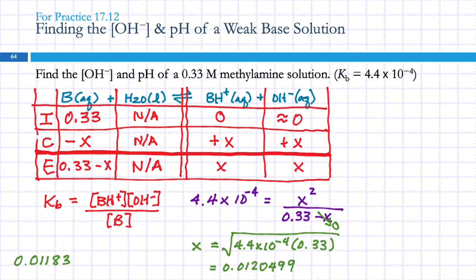So, how can we tell if this one's okay to use? 5%? We need to see if this is less than 5% of what we subtracted it from. So if I take that and I divide by 0.33 multiplied by 100, that is 3.7%. So we could use that, right? We could also use this one. So this is from the solver, and this one's from x is small.